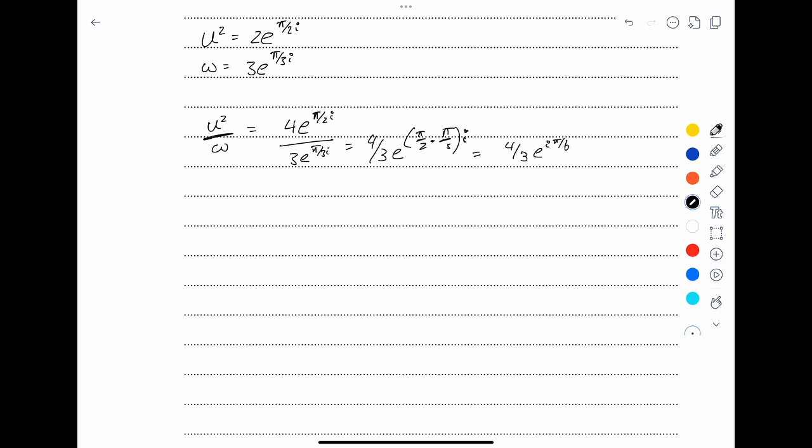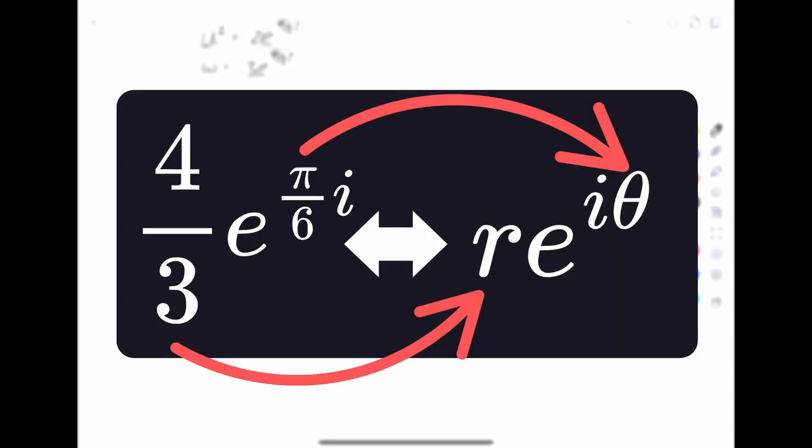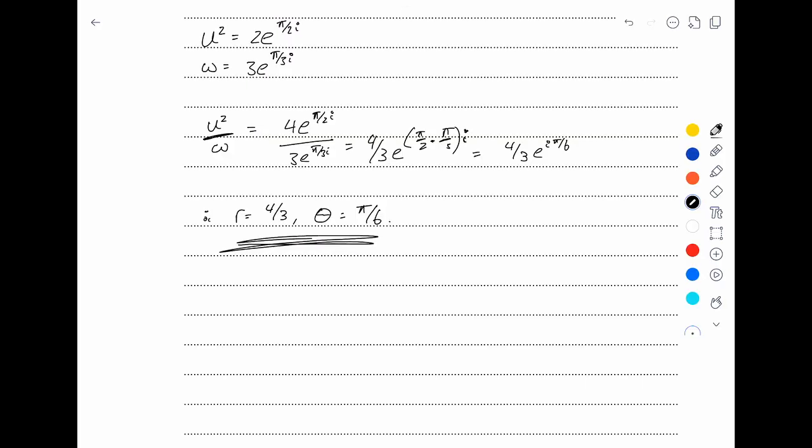As you can see from here, we get a final answer of 4/3 e^(iπ/6), which when cross-referenced with the form re^(iθ) means that r equals 4/3 and theta is equal to π/6.